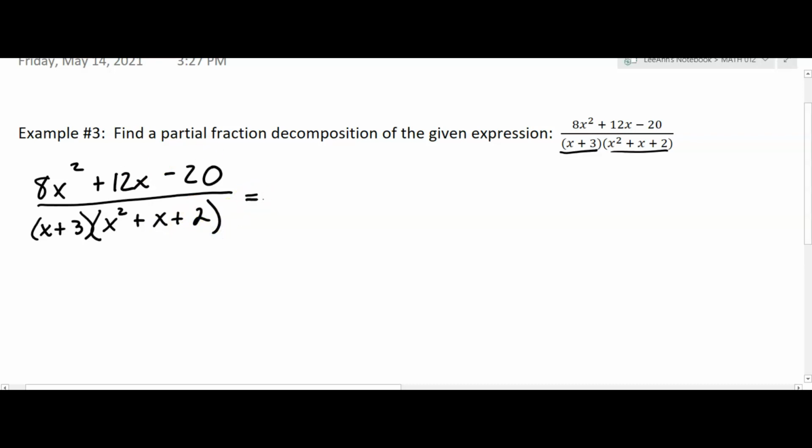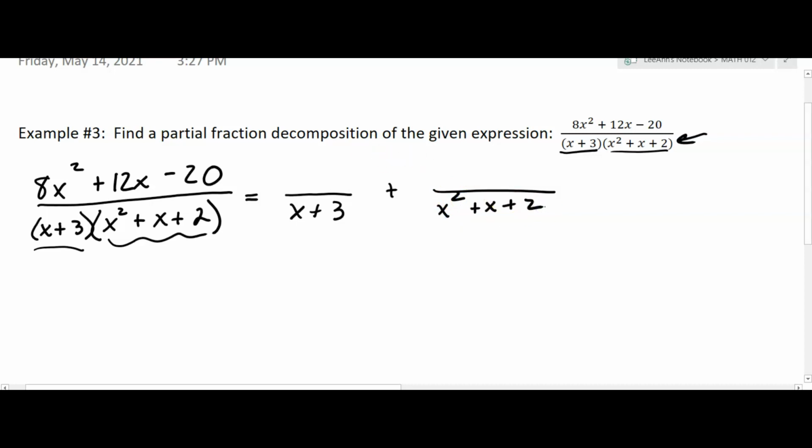Okay, anyway, so we only have two factors, x plus 3, sorry, and then we have this other one that doesn't factor. If it factored, we would have factored it. I should have mentioned that's not factoring. So it's irreducible: x squared plus x plus 2.